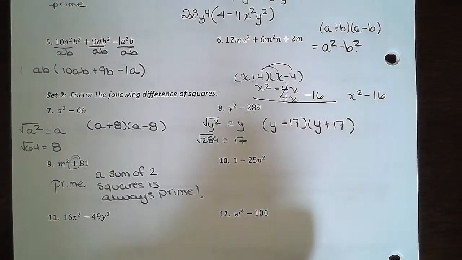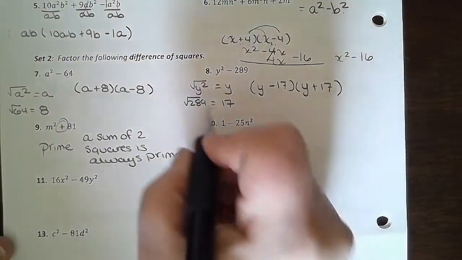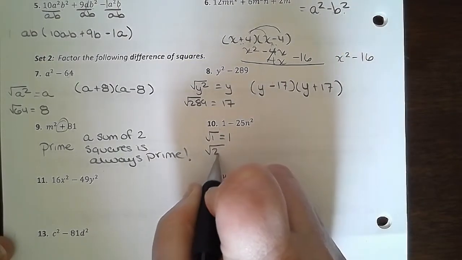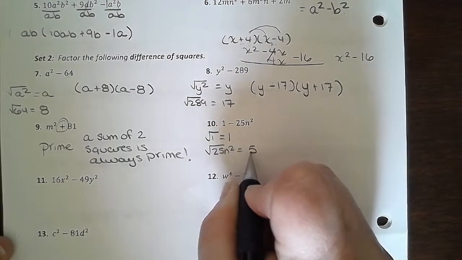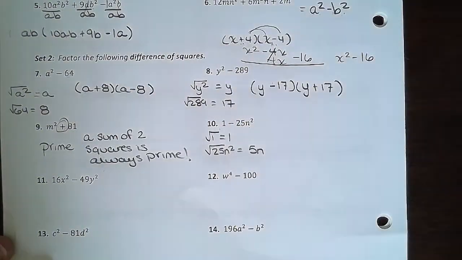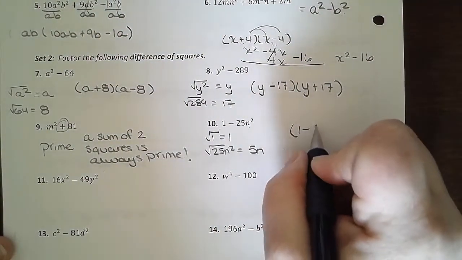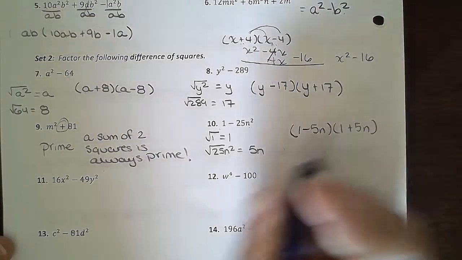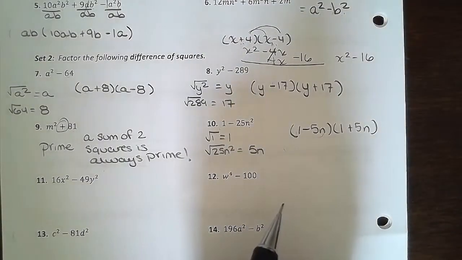So let's look at these next two. Here I have a 1 minus 25n squared. Well, the square root of 1 is always 1. And the square root of 25n squared is the square root of 25, which is 5, times n. So I would do this as 1 minus 5n times 1 plus 5n. Now you cannot switch the order here and do 5n minus 1. Otherwise, you've got something different. So be very careful with that.